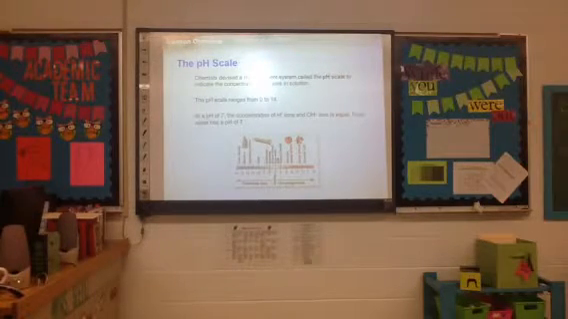So for pure water, perfectly pure water, you would expect the number of hydrogen ions to equal the number of hydroxide ions. And when that happens, the pH level or pH number is 7. So when those ions equal each other, the pH is 7.